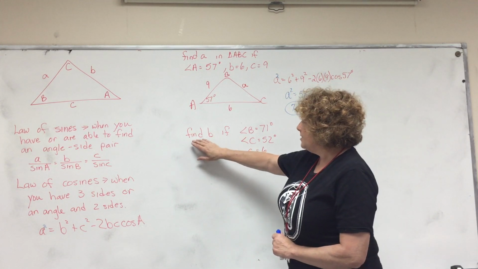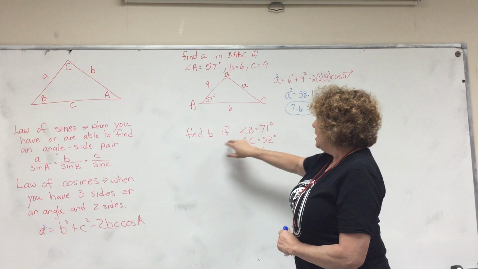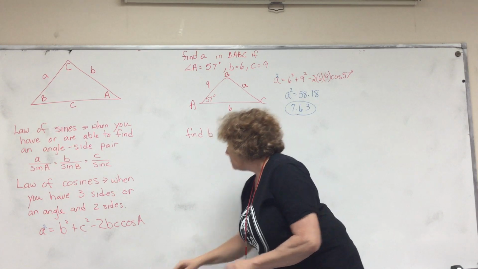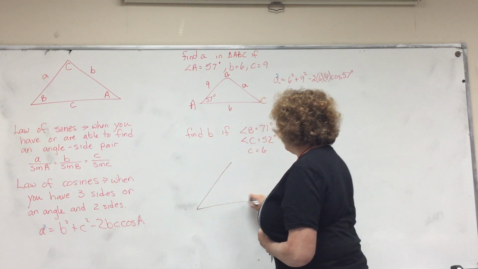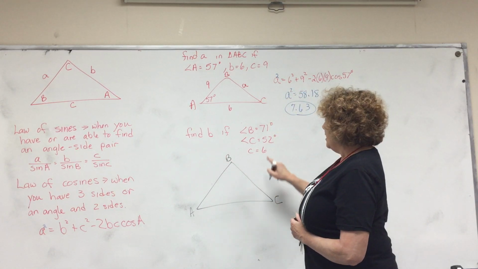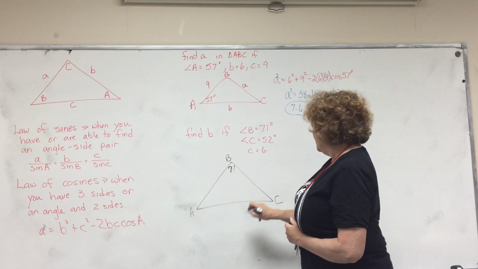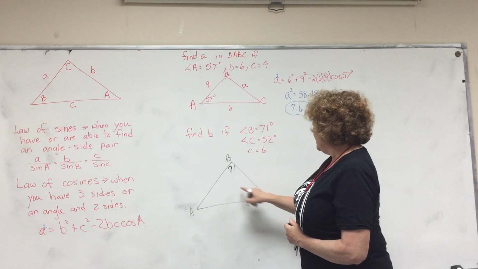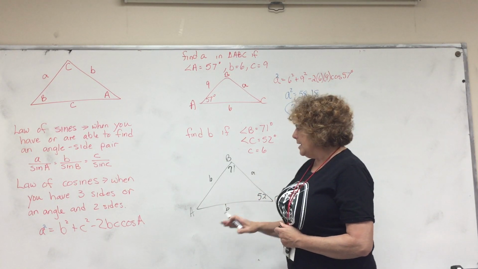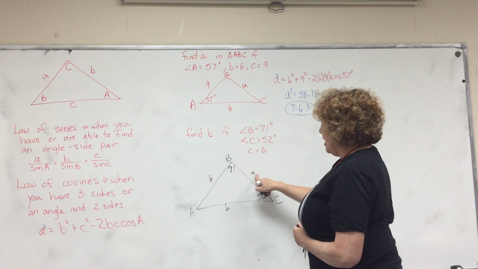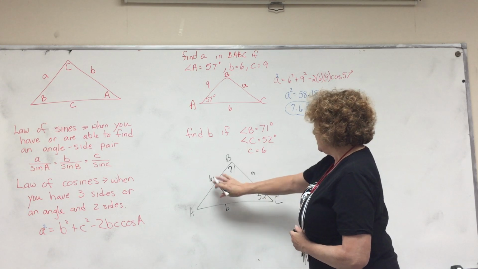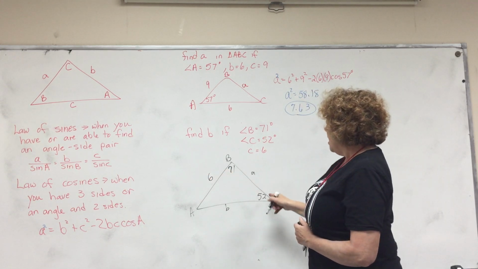Now the law of sines, here's an equation. Here's one that says find B if angle B is 71, angle C is 52, and C is 6. All right, so draw your triangle, label it ABC, and B is 71, C is 52, C is 6. So this is A and this is B. Now if it's just asking for B, we have a pair. Where do we have a pair? C is 6. I made that 6 look like a B. All right, so we have a pair.